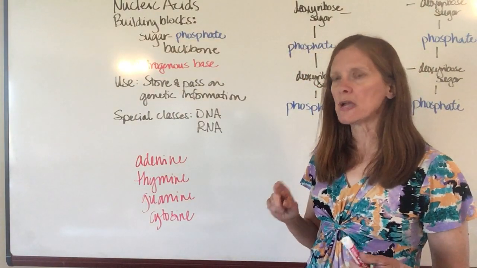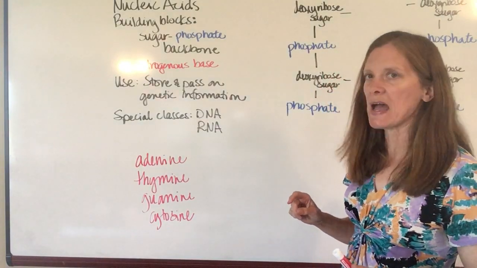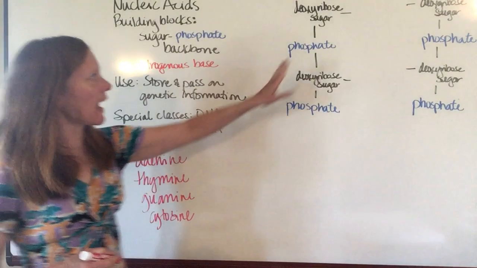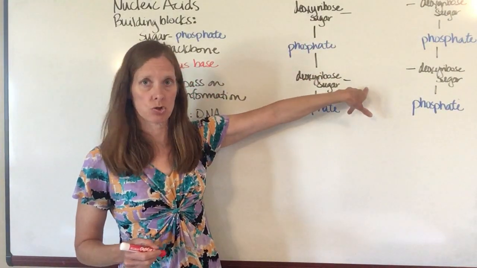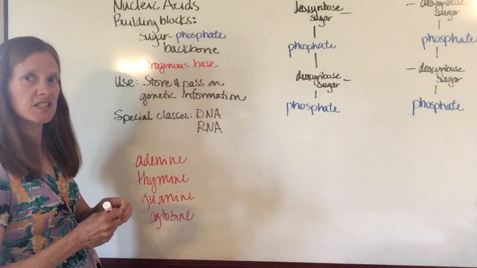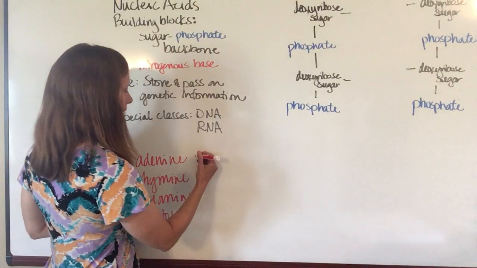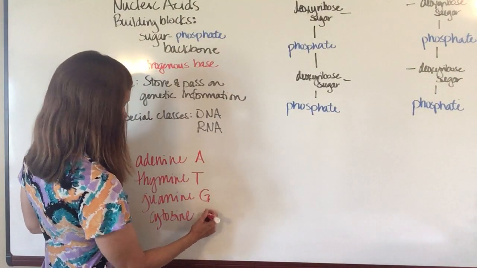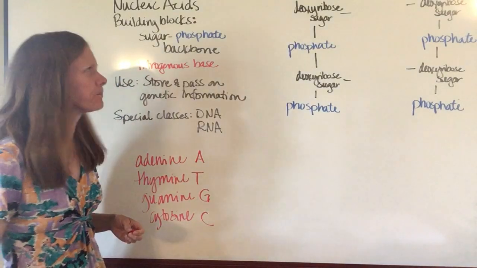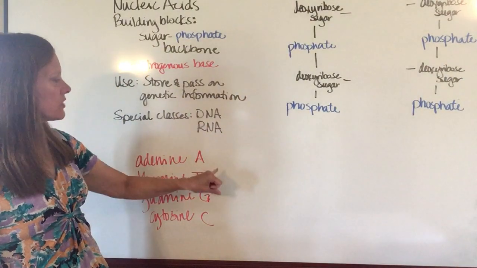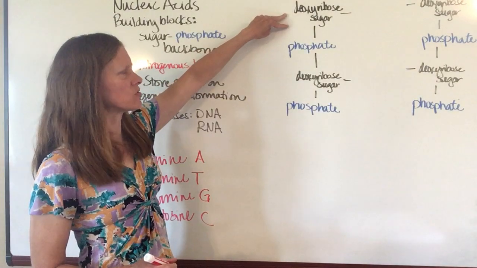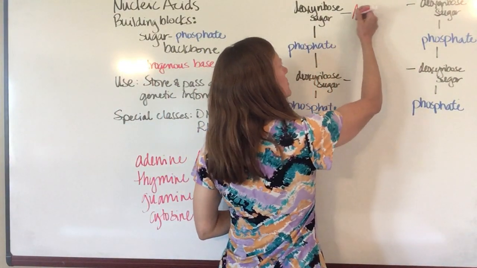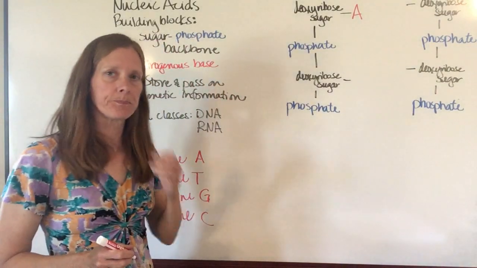What's crucial here, though, is that your bases are going to attach to the deoxyribose sugars. And in order to simplify this drawing a little bit, I'm going to use an A for adenine, a T for thymine, a G for guanine, and a C for cytosine. So one of my nitrogenous bases is going to attach on this side to the sugar, and let's say that I attach an adenine over here, okay?